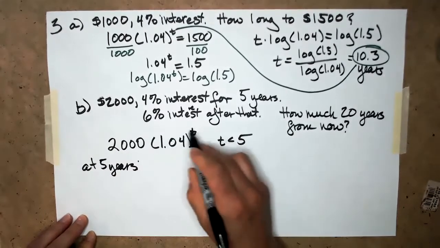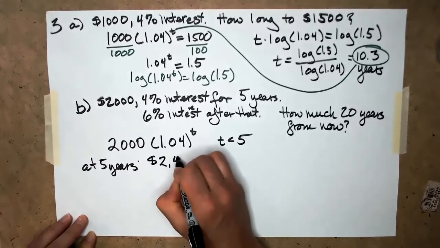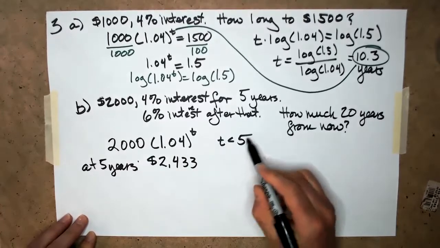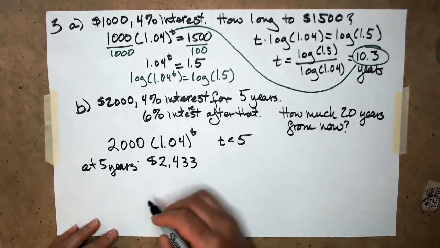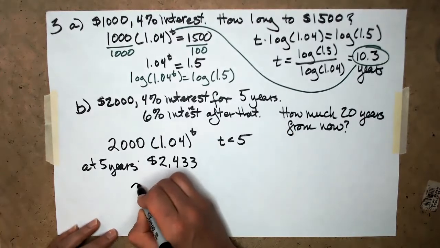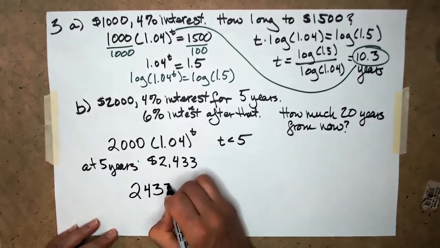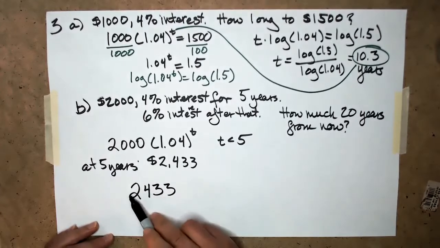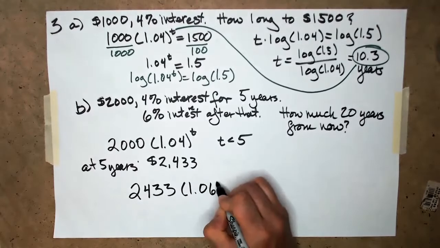I would get, by plugging 5 into this, $2,433. And now I'm going to look at this second equation, the second situation, where I'm starting out, this should feel a lot like piecewise linear functions. I'm starting out with $2,433. It's growing by 6%.